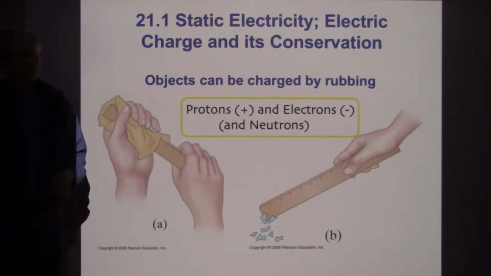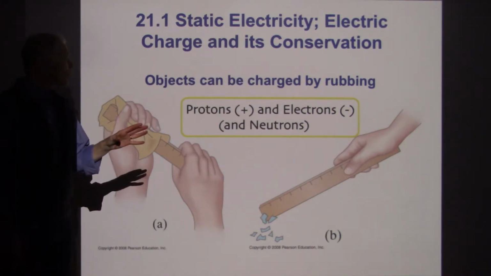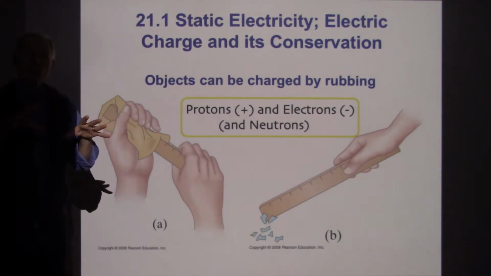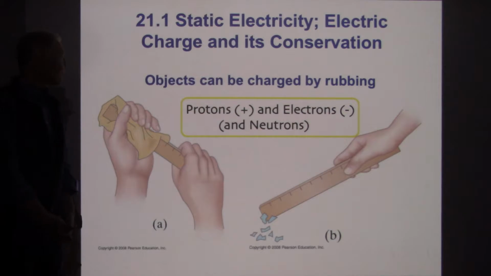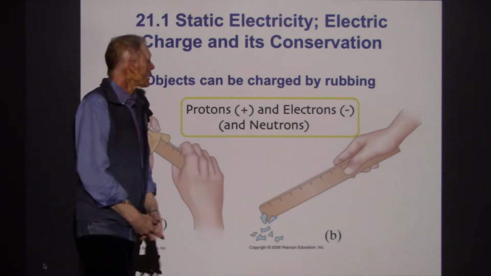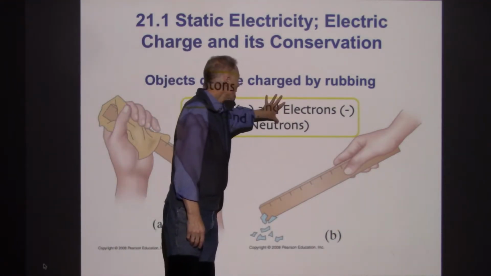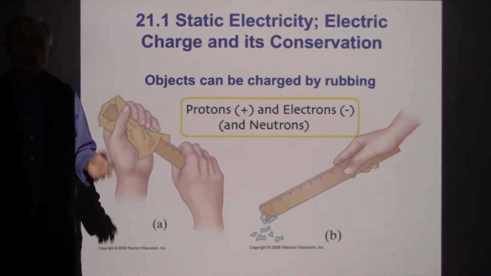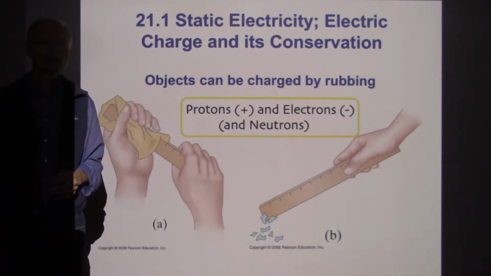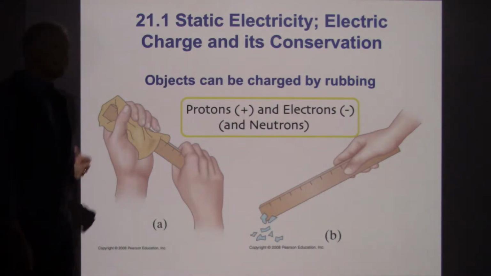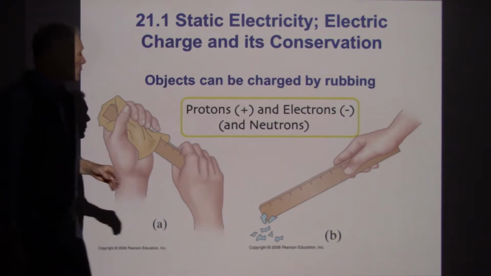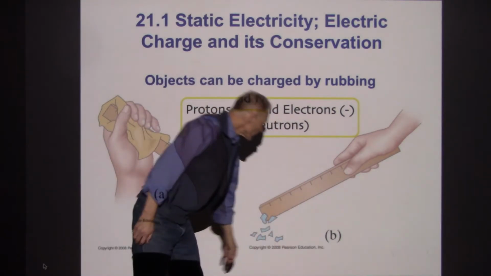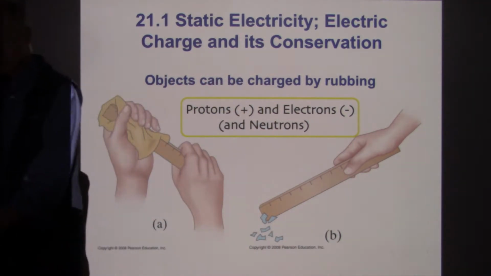In most materials, the protons and neutrons are packed together in nuclei, and in most solids they're locked into place. But often what we find is that the electrons in materials have a little bit of mobility. Electrons can move from one region to another. And this is typically what is happening when we say that we're charging different kinds of objects. So that's kind of interesting.